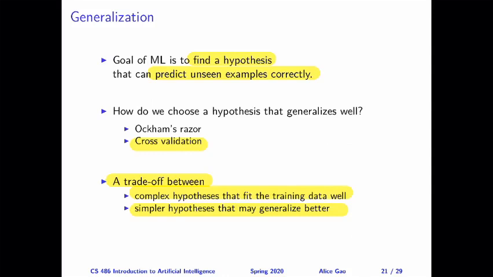In this video, I'm going to talk about two important concepts. The first one is the bias and variance trade-off, and the second one is cross-validation.